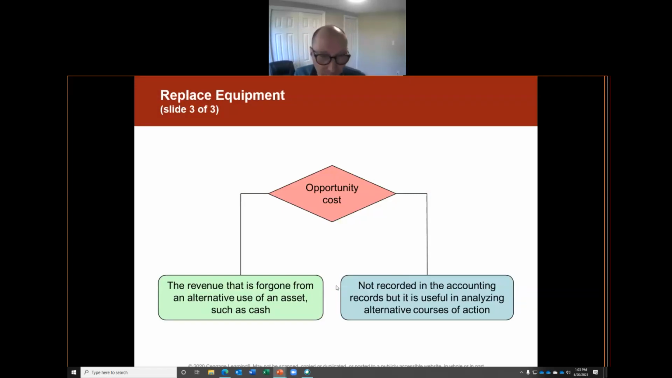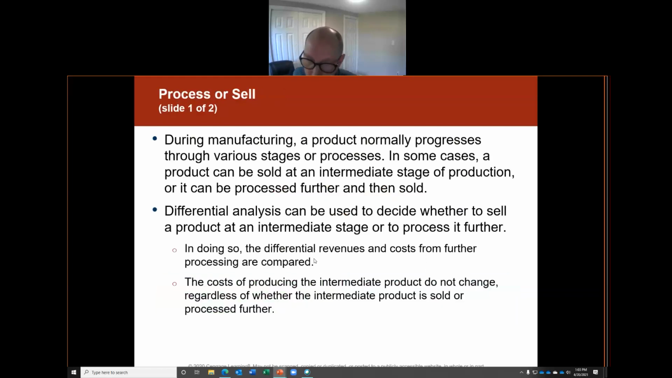It's what we call the opportunity cost. Opportunity cost is the cost that is foregone by selecting one alternative over another.